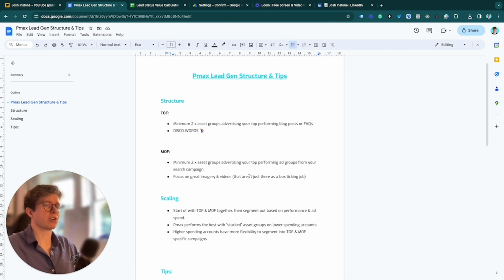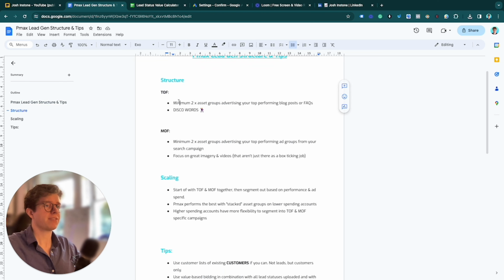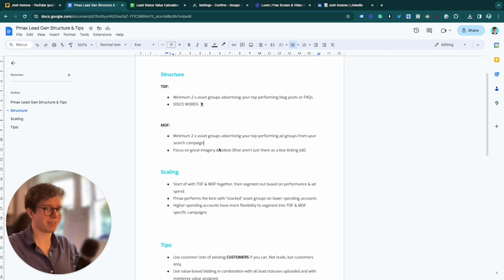So let's run through the structure again. TOF is a minimum of 2 asset groups advertising our top performing blog posts or our FAQs. And what these are is our disco words, our discovery words, our long tail keywords. And then for MOF, middle of funnel, again, we're having a minimum of 2 asset groups that are advertising our top performing ad groups from our search campaigns. And again, if you don't have the search campaigns, you're going to have to create a hypothesis based on keyword volume and what you think is going to convert the best. Okay, you've got to use a bit of initiative there.